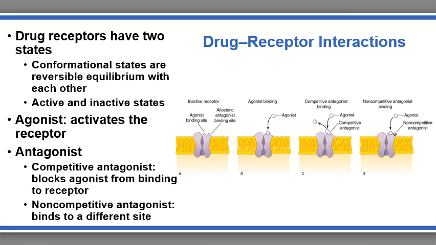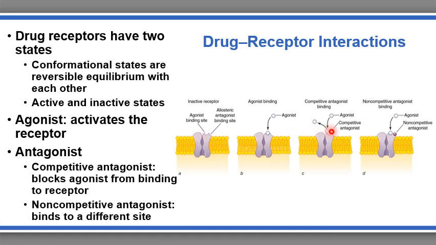So if we look at this illustration over here, this whole concept of conformational states or shapes. In letter A here, they're showing a receptor that's unbound and available for binding. Okay, so there's an inactive receptor, nothing is bound to it. You see the little shapes here. So you have the agonist binding site, and then you have what's called an allosteric antagonist binding site. So there you have both of those sites.